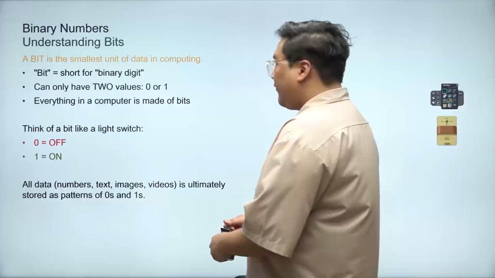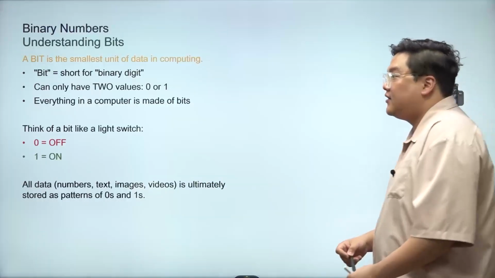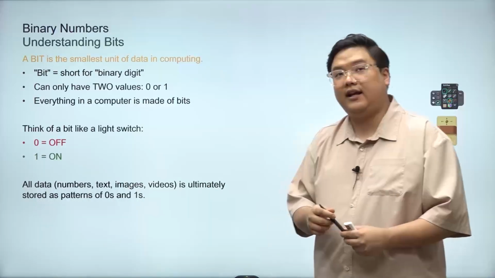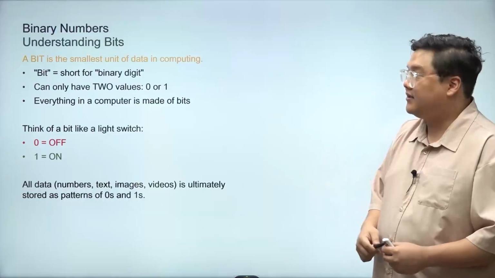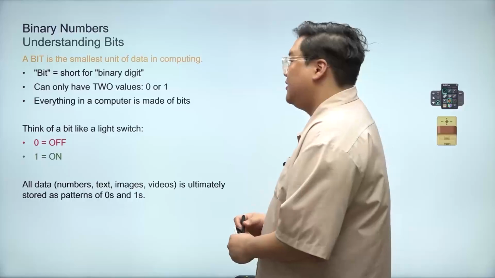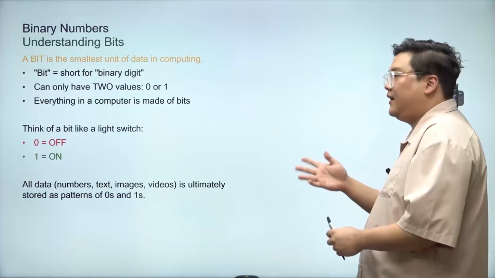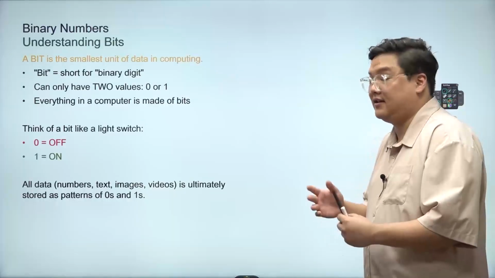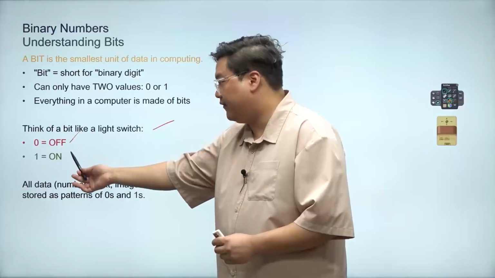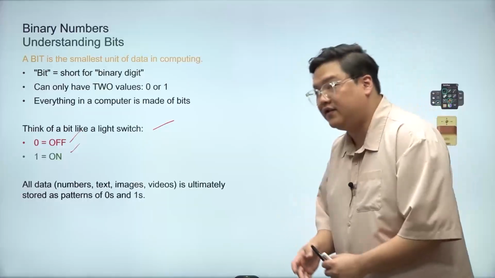So now let's get into the actual units of data. A bit is the smallest unit of data in computer science. It's short for binary digit, so BIT. It can only have two values, zeros or ones, and everything in the computer is made of bits, right? Because it's all zeros and ones. So again, think of it like a light switch. 0 is off, 1 is on. So all data is ultimately stored as patterns of zeros and ones.